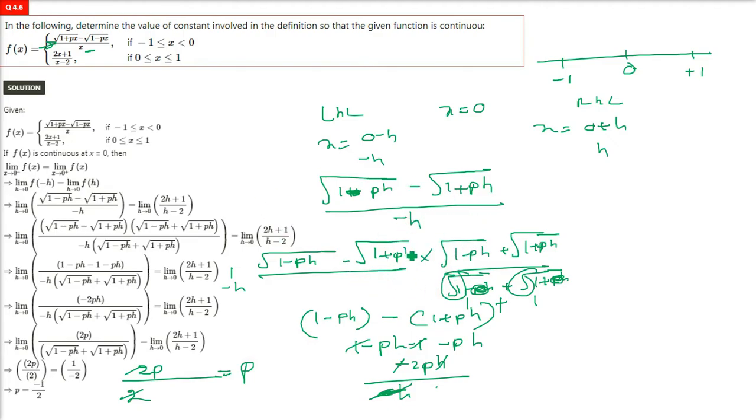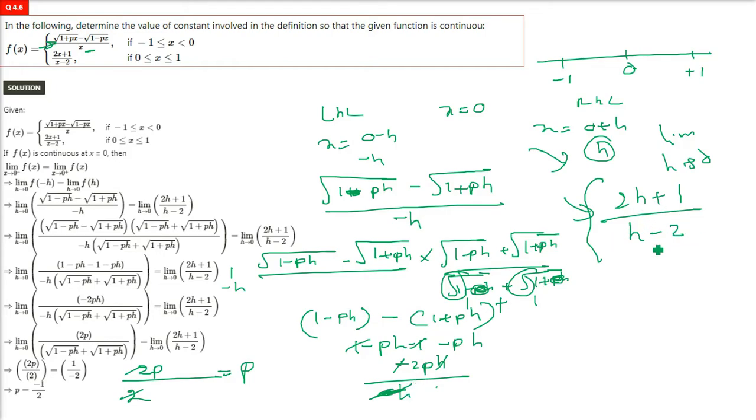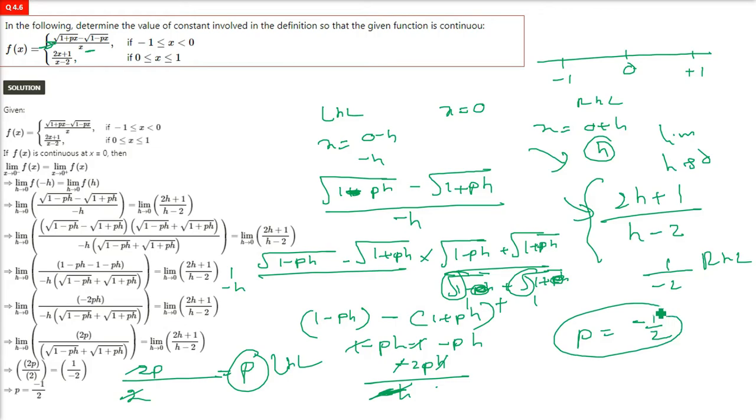Coming to the right hand limit. We rationalized the left one, and this is the only thing which will take some time. Right hand side it is 2x plus 1 by x minus 2. Just put h in place of x and replace h by 0, applying the limit h tends to 0. This you have to write, okay? I'm just not writing it to save some time. So 1 by minus 2 you will get. Now you equate p with minus 1 by 2 because it is continuous. So left hand limit should be equal to right hand limit. So p is equal to negative 1 by 2, and that is your answer. This is your final answer.